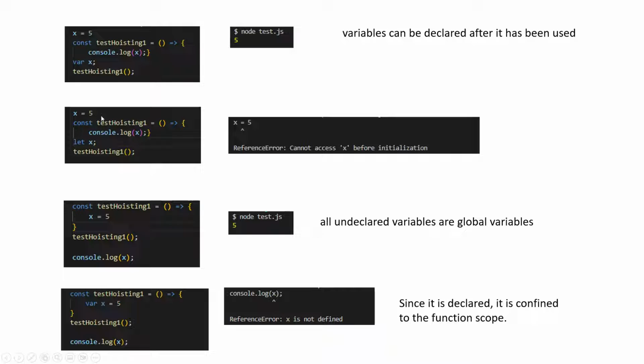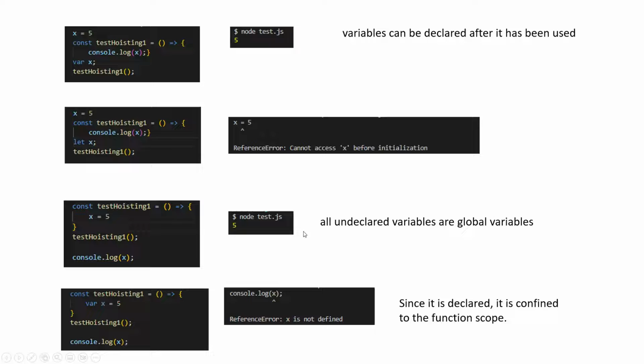But if we do the same thing with let, this feature does not exist, and when it is trying to initialize x, it is saying that it cannot access x before initialization, because the declaration has not happened.